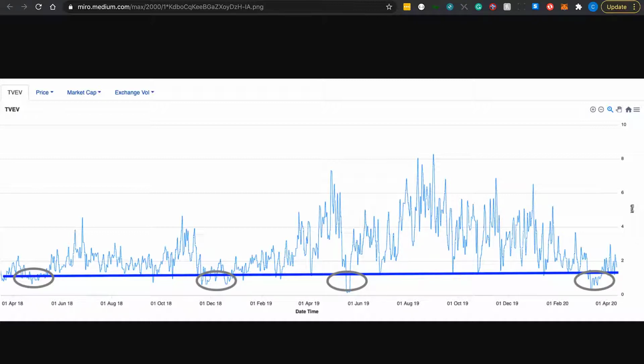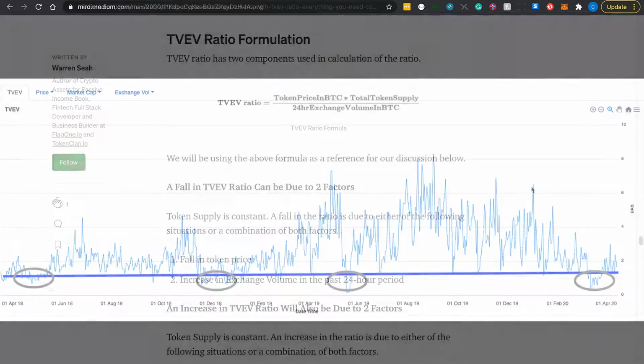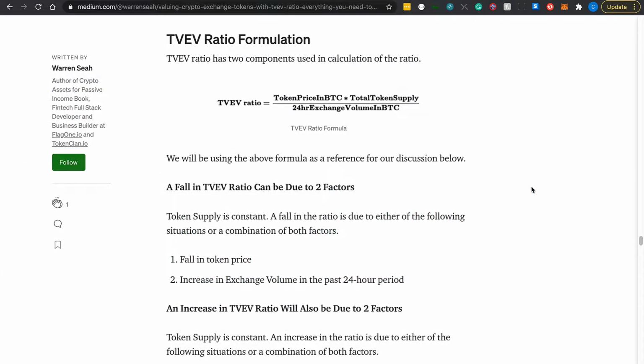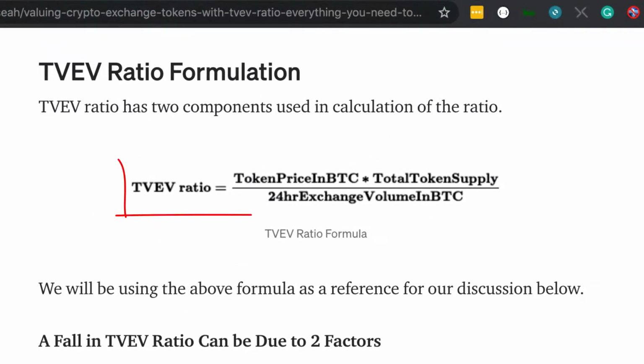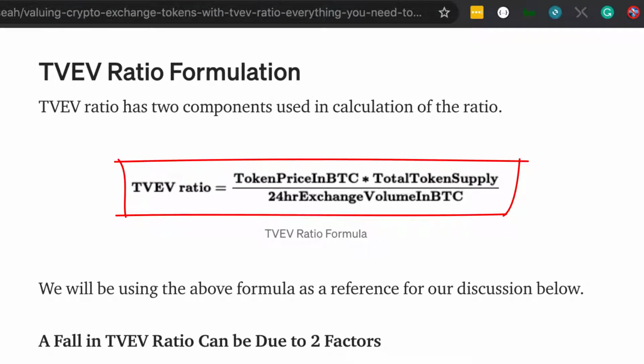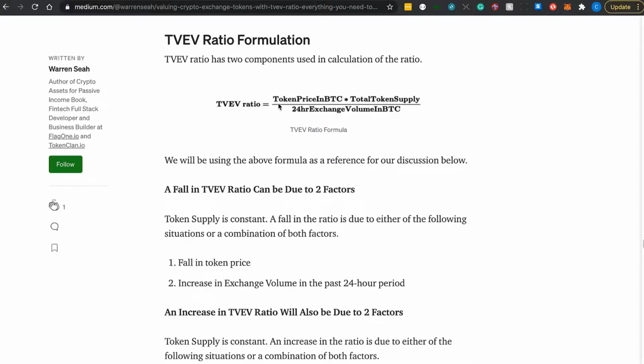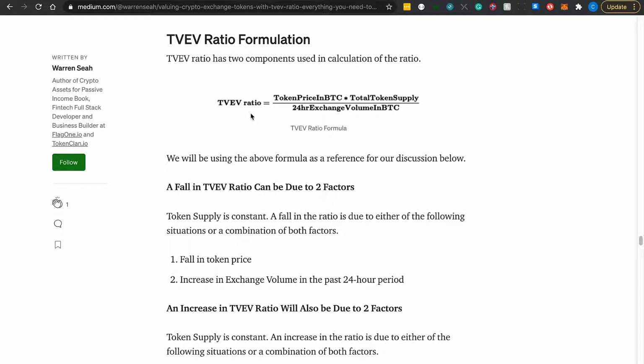So let me go back to the TVEV ratio formula. As you can see from this formula, and if you look closely at how the TVEV ratio is calculated, you will see an increase in TVEV ratio is affected mainly by two components, assuming that the token supply is constant or already fixed. An increase in token price and or a decrease in exchange volume in the past 24-hour period will result in a TVEV ratio increase. I hope you can understand what I'm trying to say here.